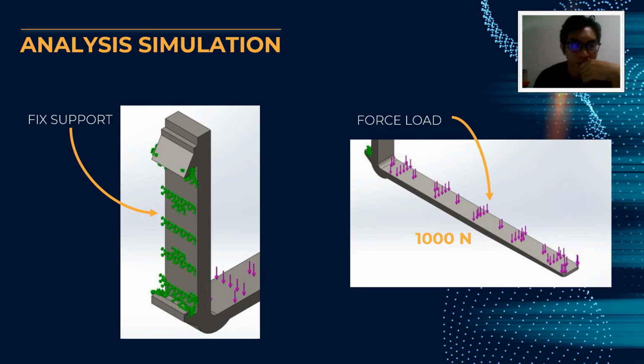This is how our group did the simulation of the product. We put the fixed support at the back of the product, and we apply a distributed load on the face of the fork with 1000 Newton.